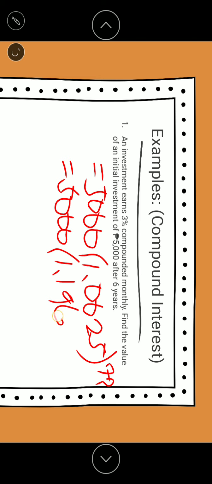Fifth, solve 1.0025 to the power of 72. So equals 5,000, open parenthesis, 1.0025 to the power of 72 would give us 1.19694884 and 68.